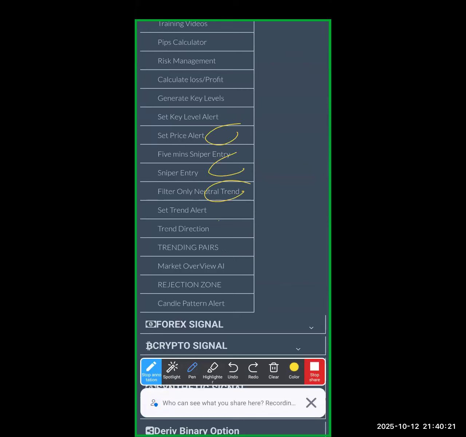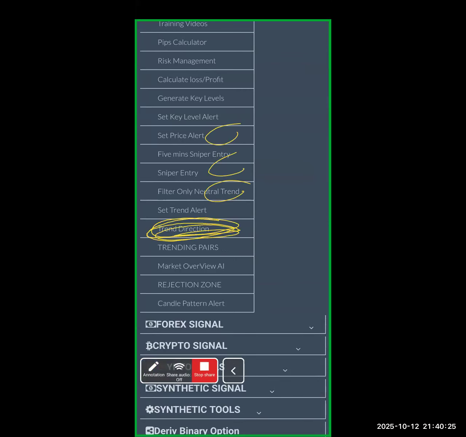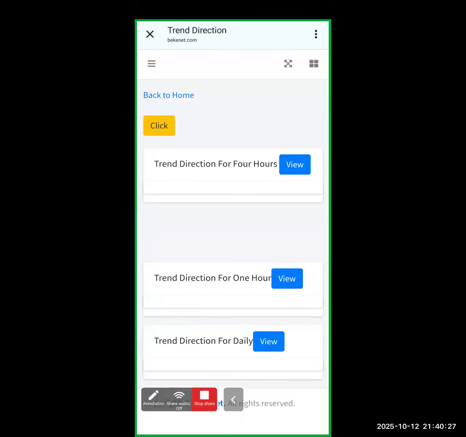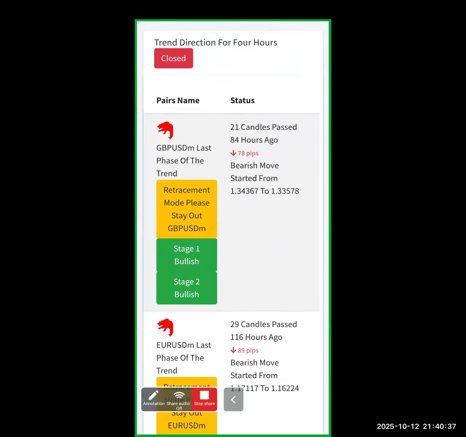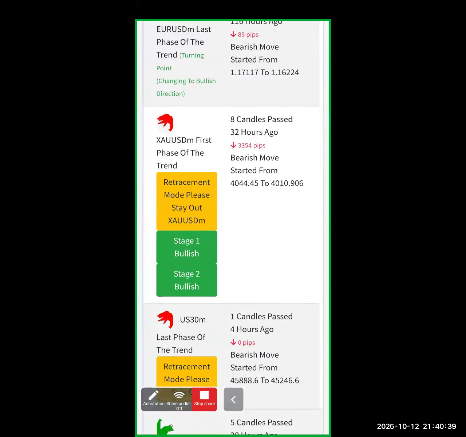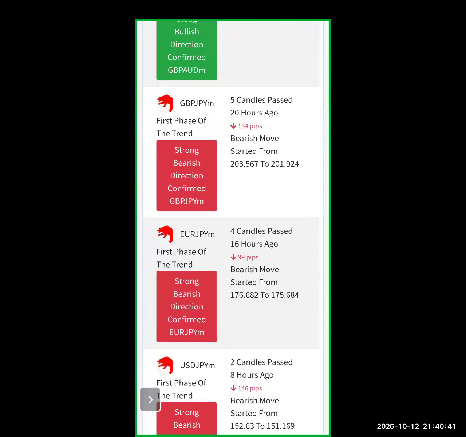Yes, look at it here. You see trend direction. Very simple. I'll click on it. It will be able to tell me the direction of any pair. This is 4 hours. Once I click this 4 hours now, look at it. Once I click 4 hours, it will be able to tell me the direction of the pair. So let me use one as an example. How do we know the direction of a pair?